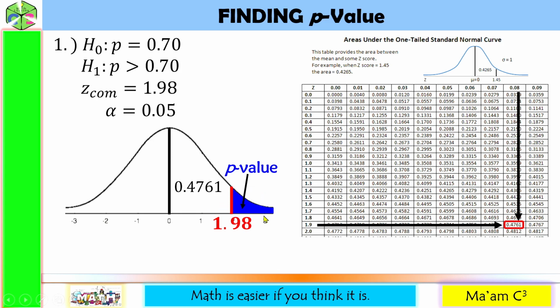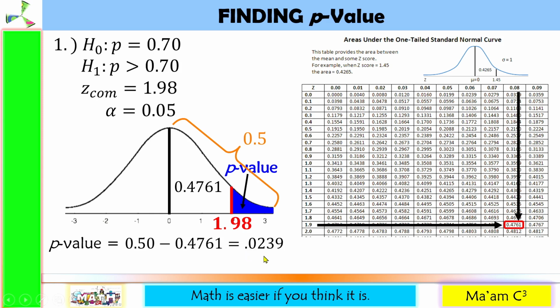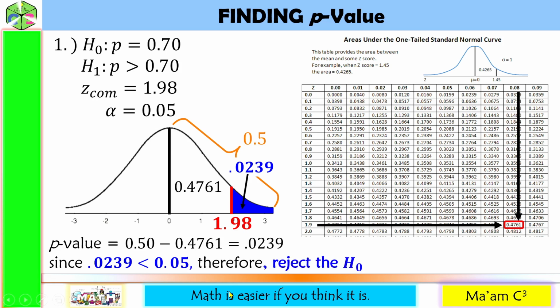We are looking for this area. You all know that half of a normal curve is 0.5. So to solve for this area here, we just have to subtract 0.4761 from 0.5. And that will give us 0.0239. This is the p-value that we are looking for. Now let us decide. Since 0.0239 is less than 0.05, the alpha level, the decision is reject the null hypothesis.